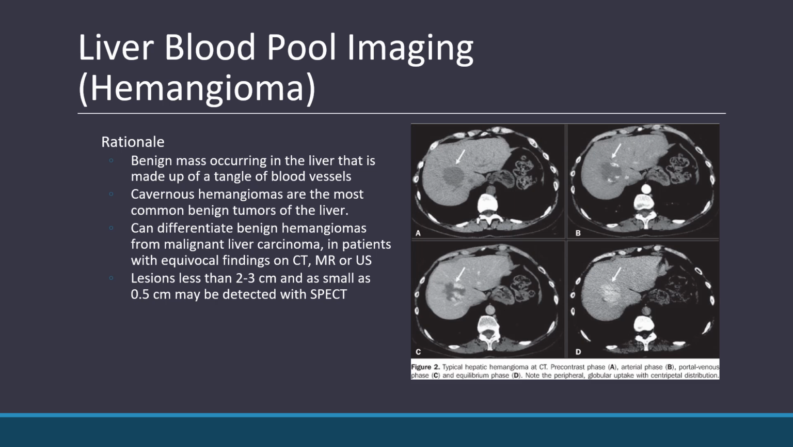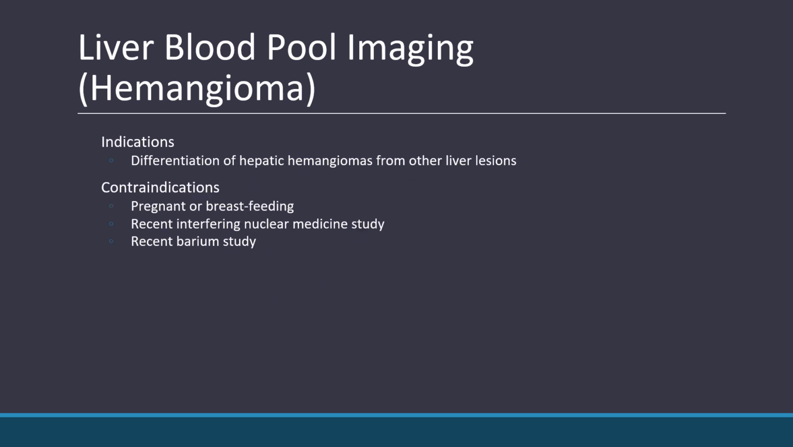Hemangioma lesions that are less than 2 to 3 centimeters and as small as 0.5 centimeters can be detected with SPECT. So that's one reason why SPECT is preferred when you're doing this type of study. So the indications are just to differentiate between hepatic hemangiomas and other liver lesions like malignancies.